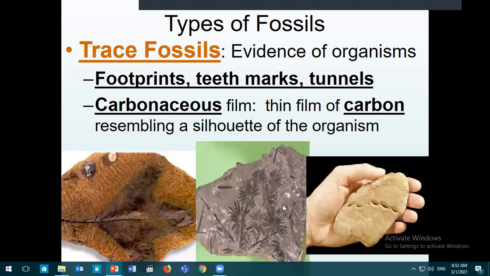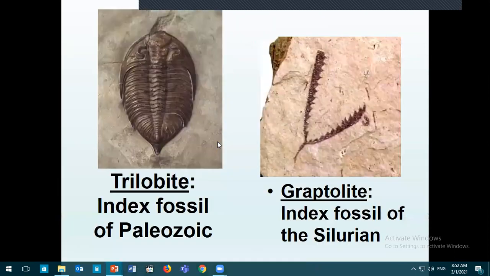But these are not real cells of the organism. It's like a silhouette. A silhouette is like the shade of the organism, but not the real organism. Yes, the shadow of the organism. Well done. This is a carbon film. So the trace fossils again could be footprints, teeth marks, tunnels, or the carbon film as we said.